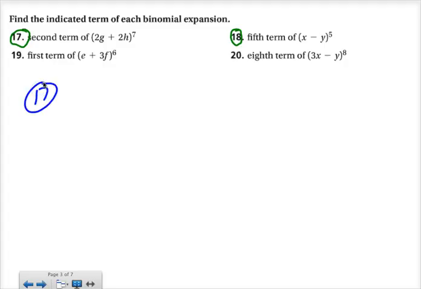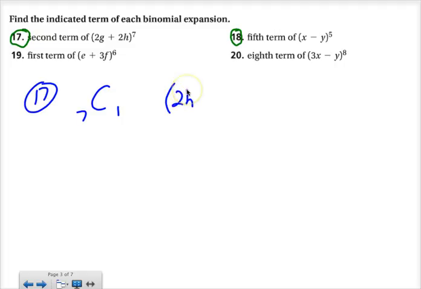And number 17 says we want the second term of 2g plus 2h to the seventh. So we don't want them all. So we start thinking, okay, if this were the second term, we can start with our c's that would be out in front. For the second term, well, remember the first one would be choose 0, so the second one is going to be choose 1 from those 7.